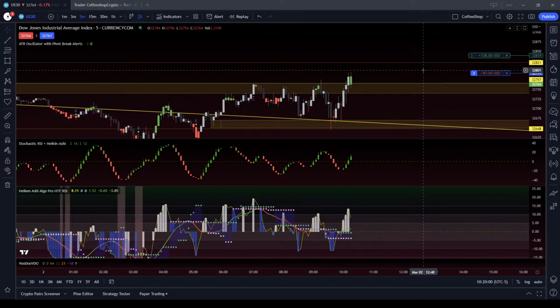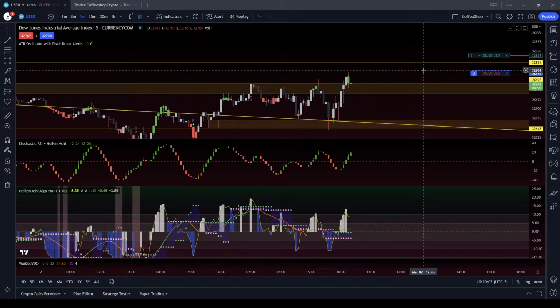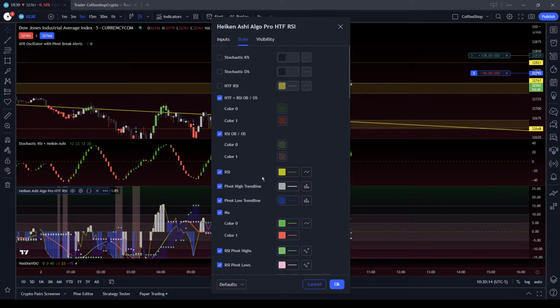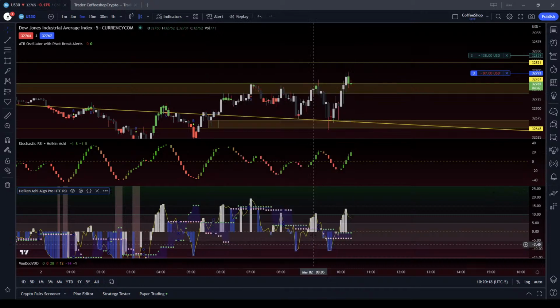Oh, I left my moving average on my RSI. I didn't really need that. It's pretty good, though. I don't need the moving average there, but it's nice to have it. Let me just pull this out. There. Okay. Done.